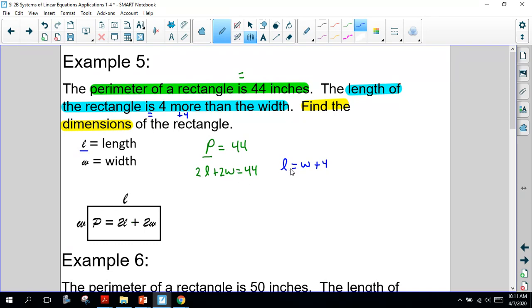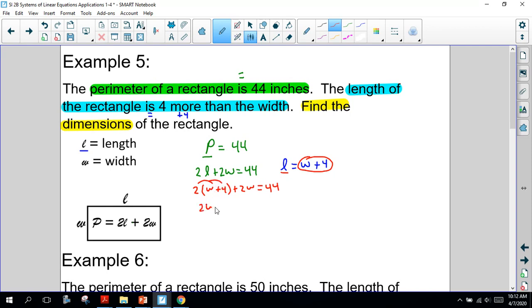I've got this one in standard form. This one I have a variable by itself. We've talked about in the past that whenever you have a variable by itself, we're going to substitute. So where there is an L, I'm going to replace it with this W plus 4. So here we go, 2 times L, or 2 times W plus 4, bring down my plus 2W and equals 44. To solve this, we're going to go ahead and distribute this 2 into each term.